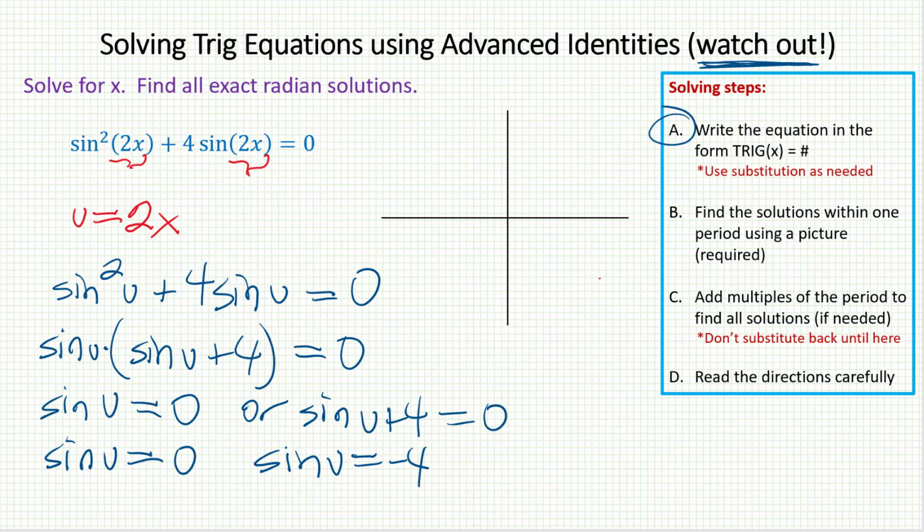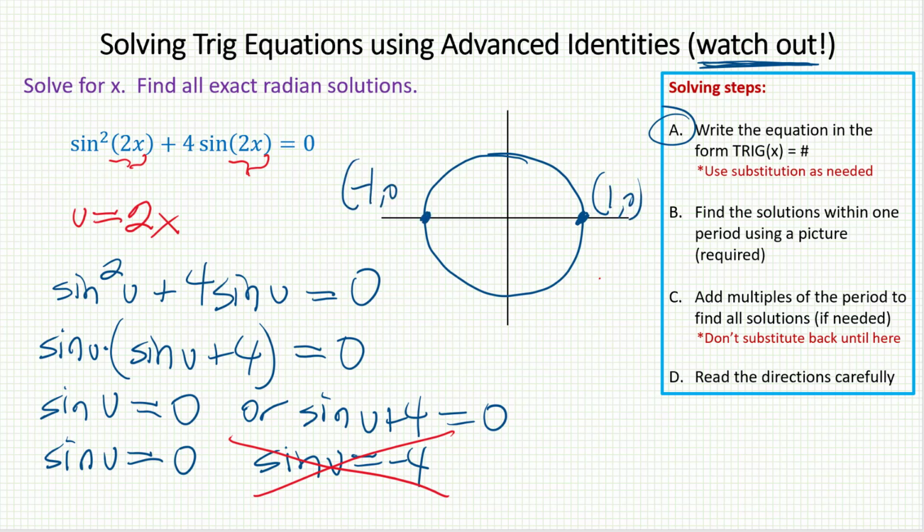So now we solve each of these. Do you see that one of them has no solution? You can't have a sine ratio of negative 4, so I'm able to throw that one out. The only little equation here I need to solve is sine u equals 0. I can't draw reference triangles for 0, so I'll have to go to the unit circle. Let's see, find the solutions within one period. So where would I have a y coordinate of 0? Wouldn't it happen here at the point (1, 0), and then here at the point (negative 1, 0)? So it looks like within one period, we get the solutions 0 radians as well as pi radians.